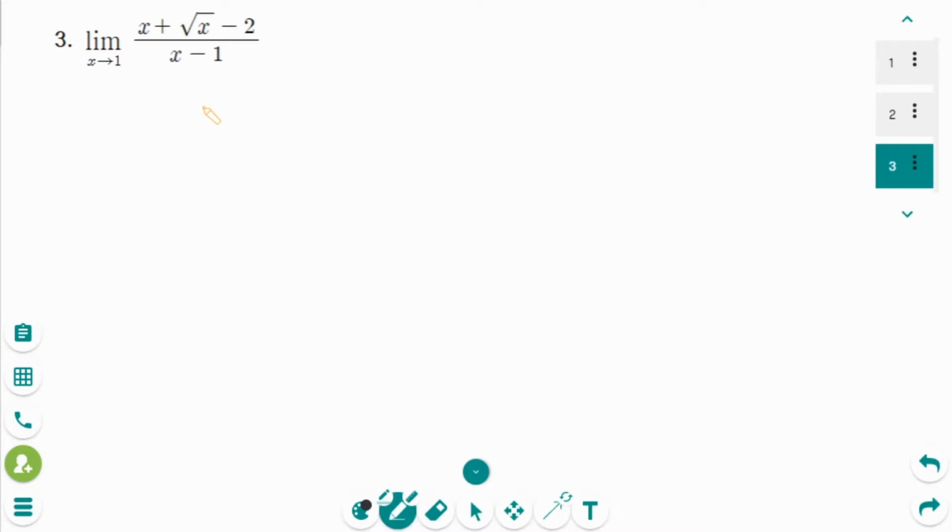So let's think again. We have to change the order in the numerator. Group terms without radicals and with a radical. So we get limit as x approaches 1, x minus 2 plus the square root of x and x minus 1. Now we know what the conjugate number is. It is x minus 2 minus the square root of x.